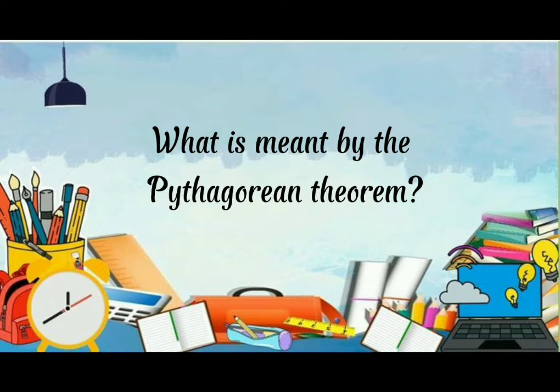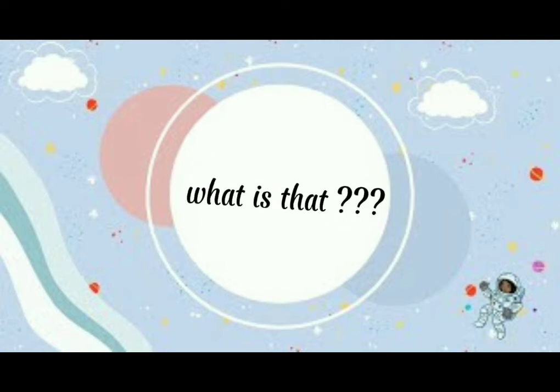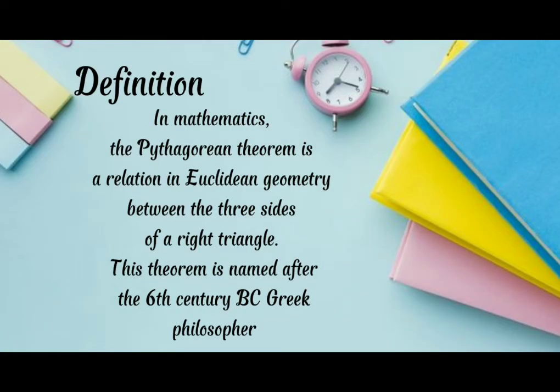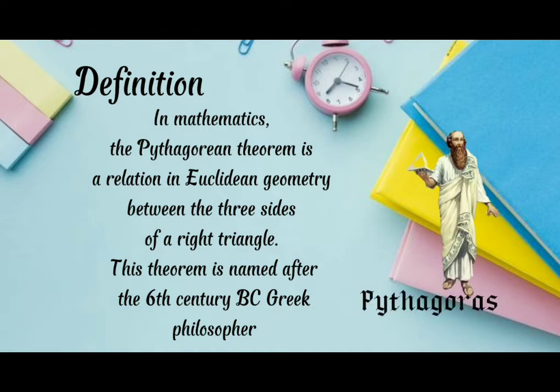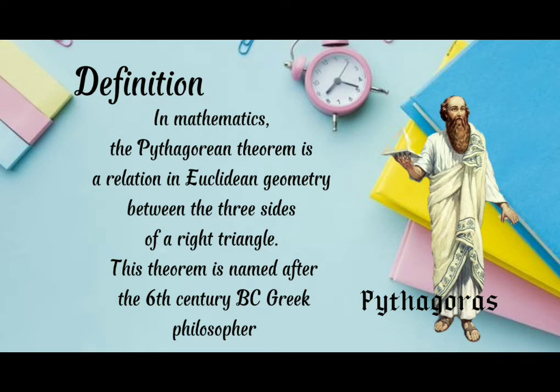Previously, what is meant by the Pythagorean Theorem? I think you all may not know what the Pythagorean Theorem is. The meaning of the Pythagorean theorem is, in mathematics, a relation in Euclidean geometry between the three sides of a right triangle. This theorem is named after the 6th century BC Greek philosopher Pythagoras.